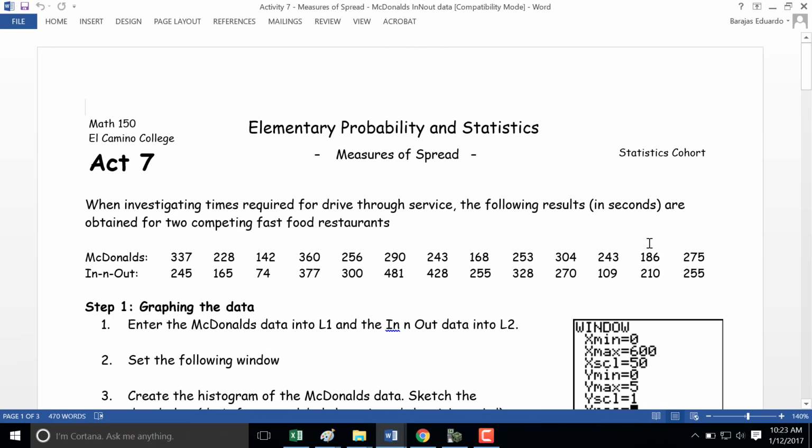All right, let me get your attention for a few minutes. We'll talk a little bit about activity 7, make sure everyone's doing it right. So in activity 7, we are given some information about the drive-through times.